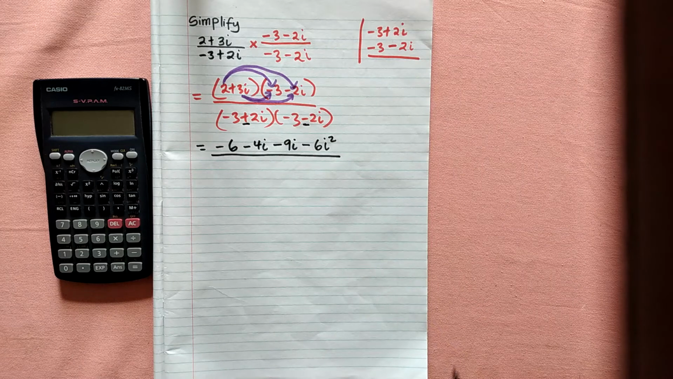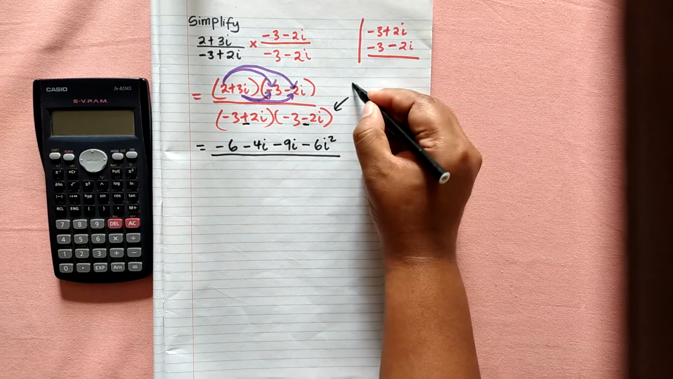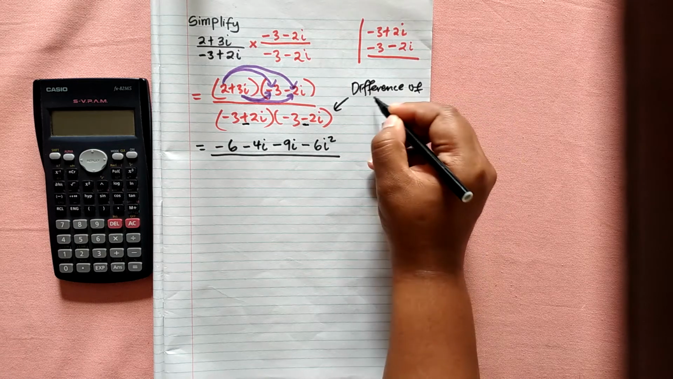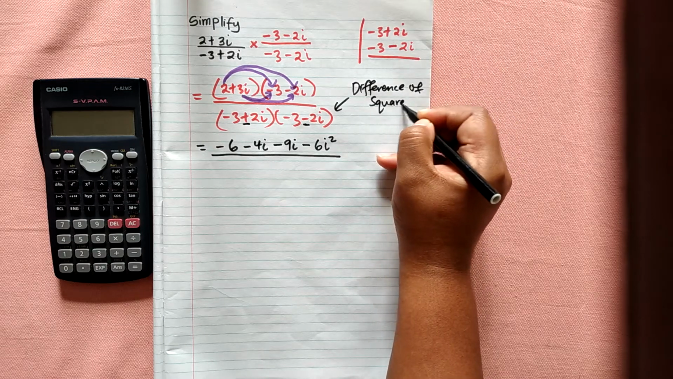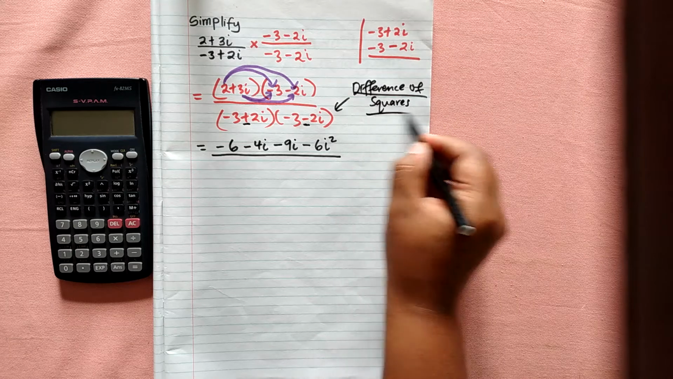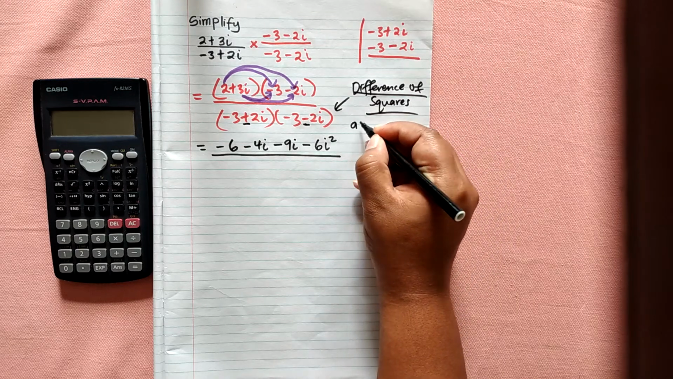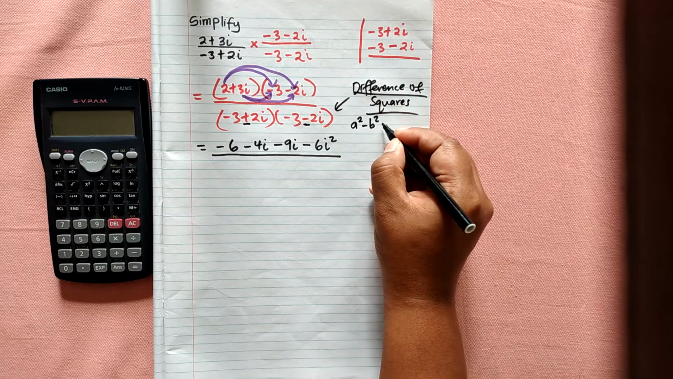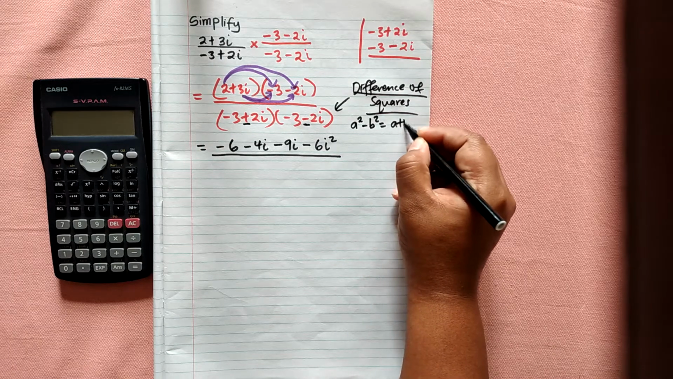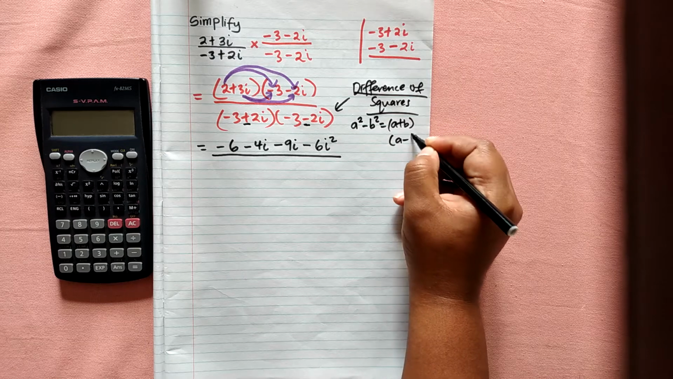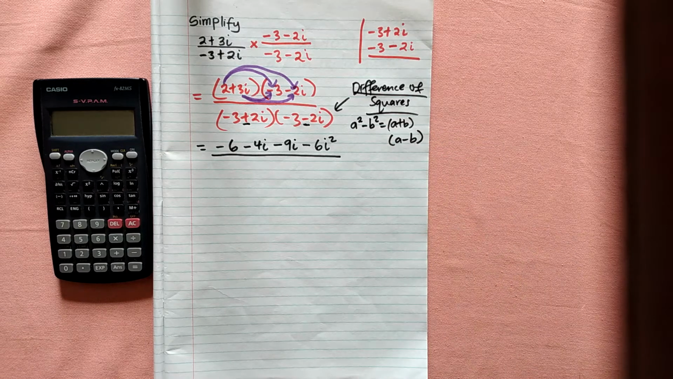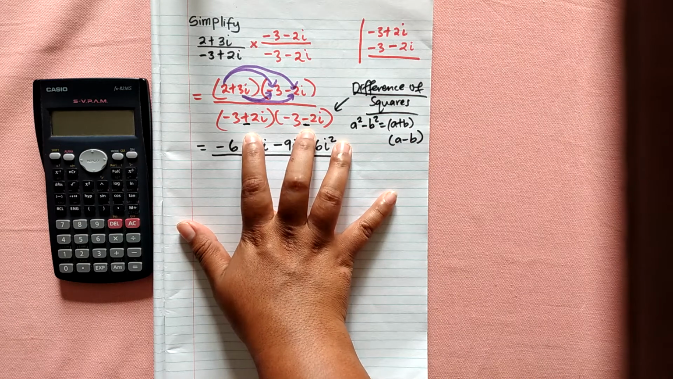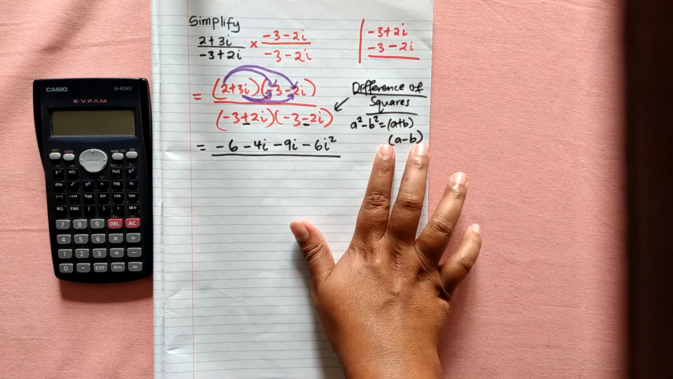So that is something that we call the difference of squares. So what does difference of squares say? Difference of squares says a squared minus b squared equals a plus b and a minus b. Okay, so for our denominator, we can clearly see it looks something like this.